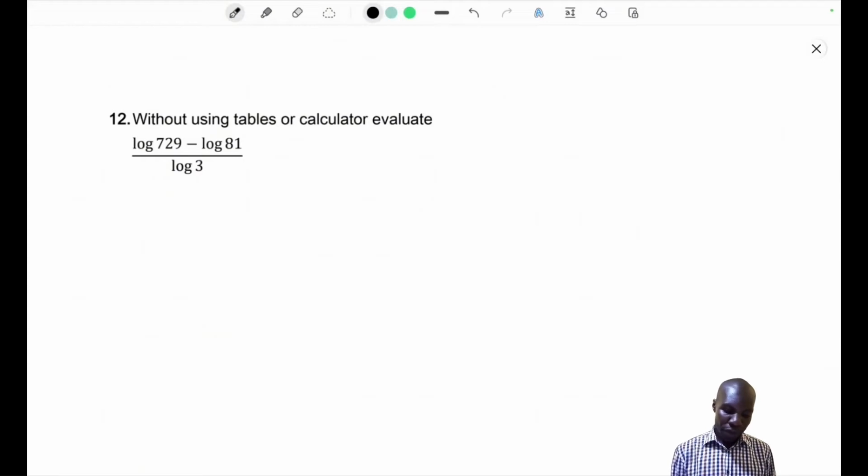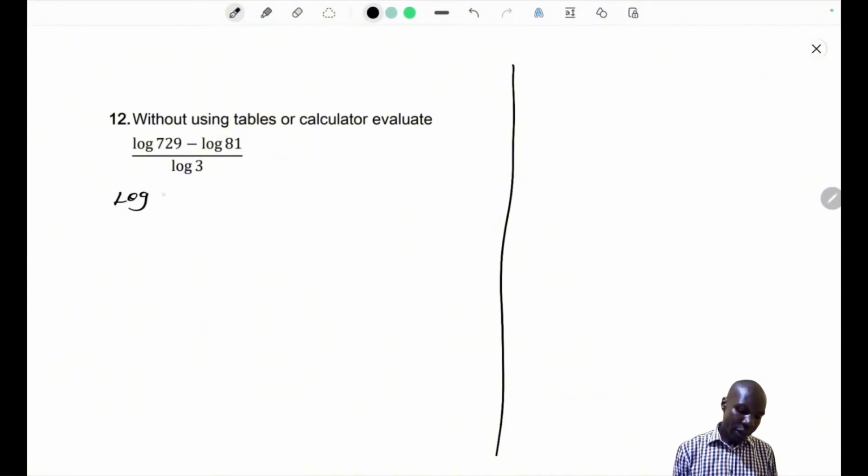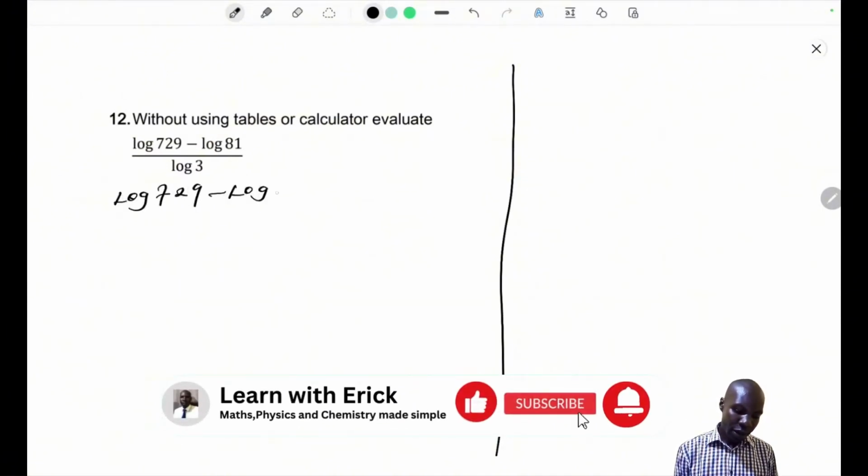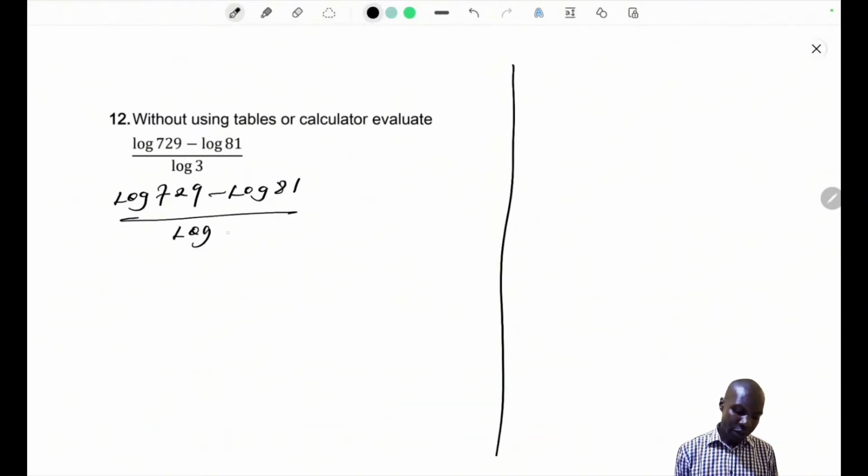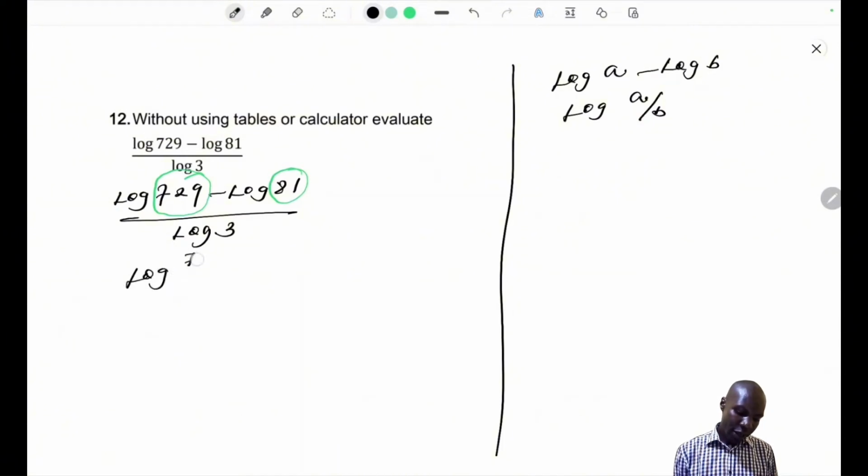Number 12. Without using tables or calculators, evaluate. We are given log of 729 minus log of 81 over log of 3. So we know that log of A minus log of B can be written as log of A over B. So log of 729 minus log of 81 can be written as log of 729 divided by 81, everything over log of 3.